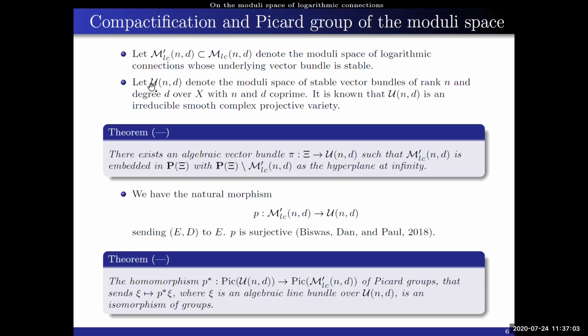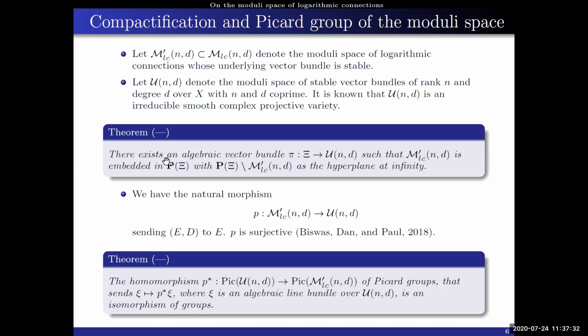So we have a compactification of M_LC'(n,d). Still I'm able to compactify due to U(n,d), but not M_LC(n,d). It is again an open problem to compactify it, because it is a quasi-projective variety. So what is the natural compactification of M_LC(n,d)? It is not done. So it is an open problem. So for M_LC'(n,d), I'm going to compactify this thing.